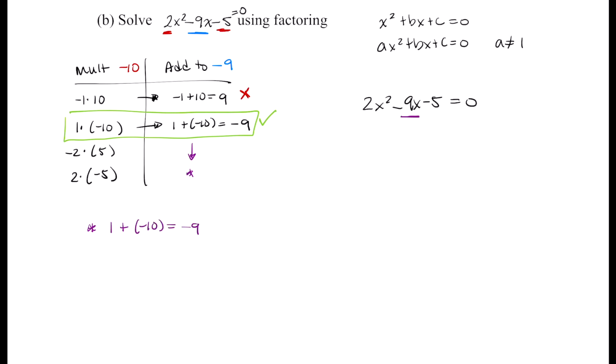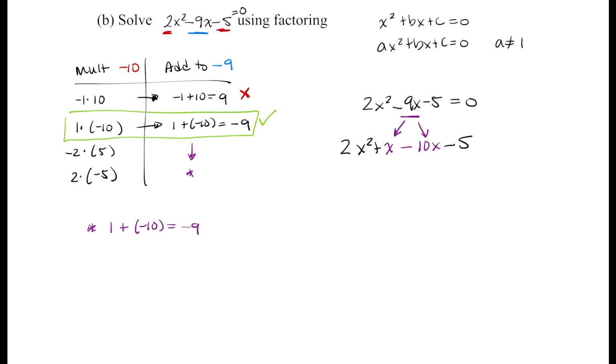So I'm going to use that fact to rewrite negative 9x as the sum of x and negative 10x. If I add x and negative 10x, I'll get negative 9x. So that's all I've done. I've just rewritten the middle term as a sum. This negative 5 has not changed, and this 2x squared has not changed, so I'm just going to add them in here.